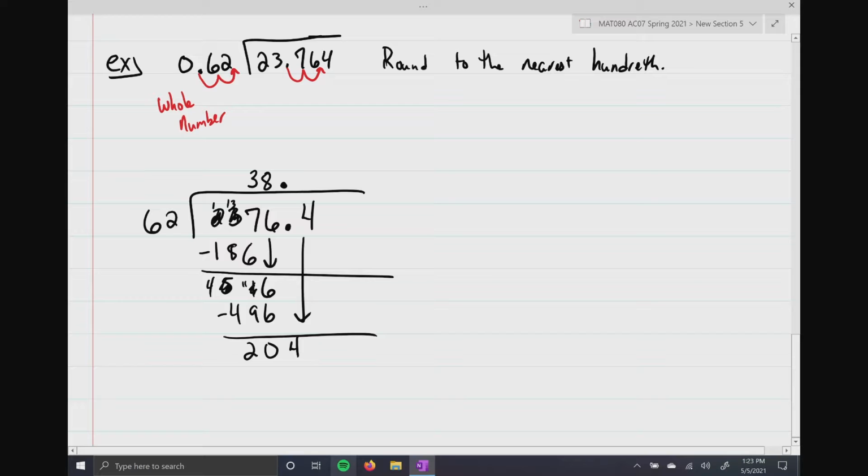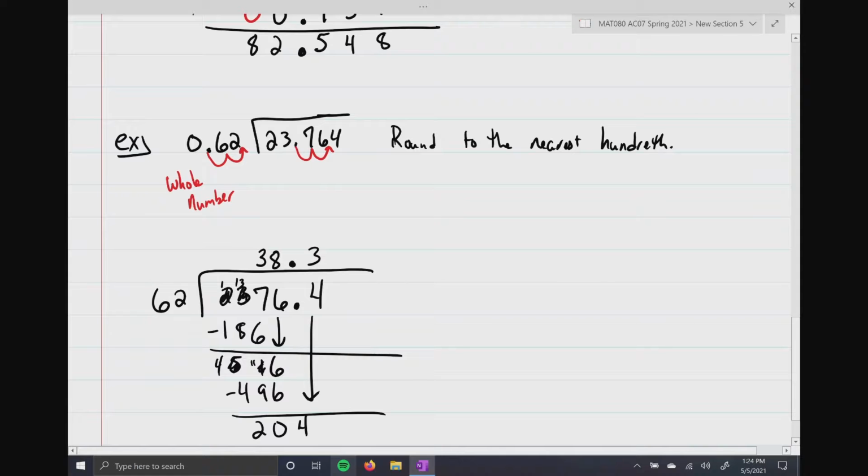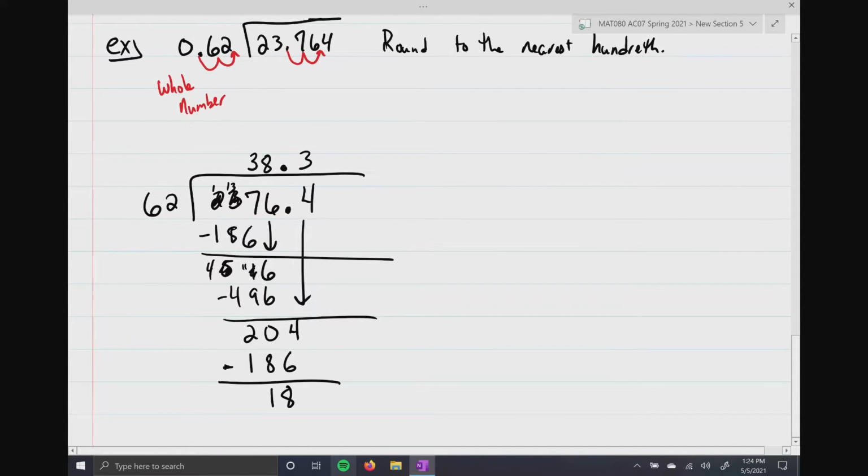62 goes into 204 3 times. So that's going to be 186. So I just subtract again. 204 minus 186 is going to be 18. Now, I have no more numbers to drop down. However, I need to round to the nearest hundredth. So since I need to round to the nearest hundredth, how many decimal places do I actually need?